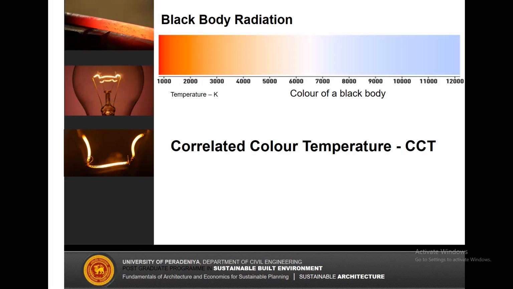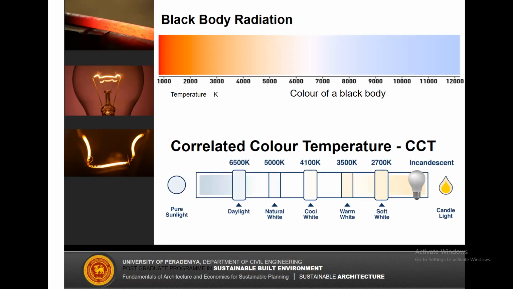So whenever you select a light bulb for interior lighting, you have to look at the CCT, the correlated color temperature. Even when you go to a hardware store to buy a light bulb, they will ask you what kind of color you need. Is it daylight? Is it warm light? The convention is that the lesser hot one, let's say 3500, is called the warm white light, and when it goes towards the blue side, it is called the cool light.